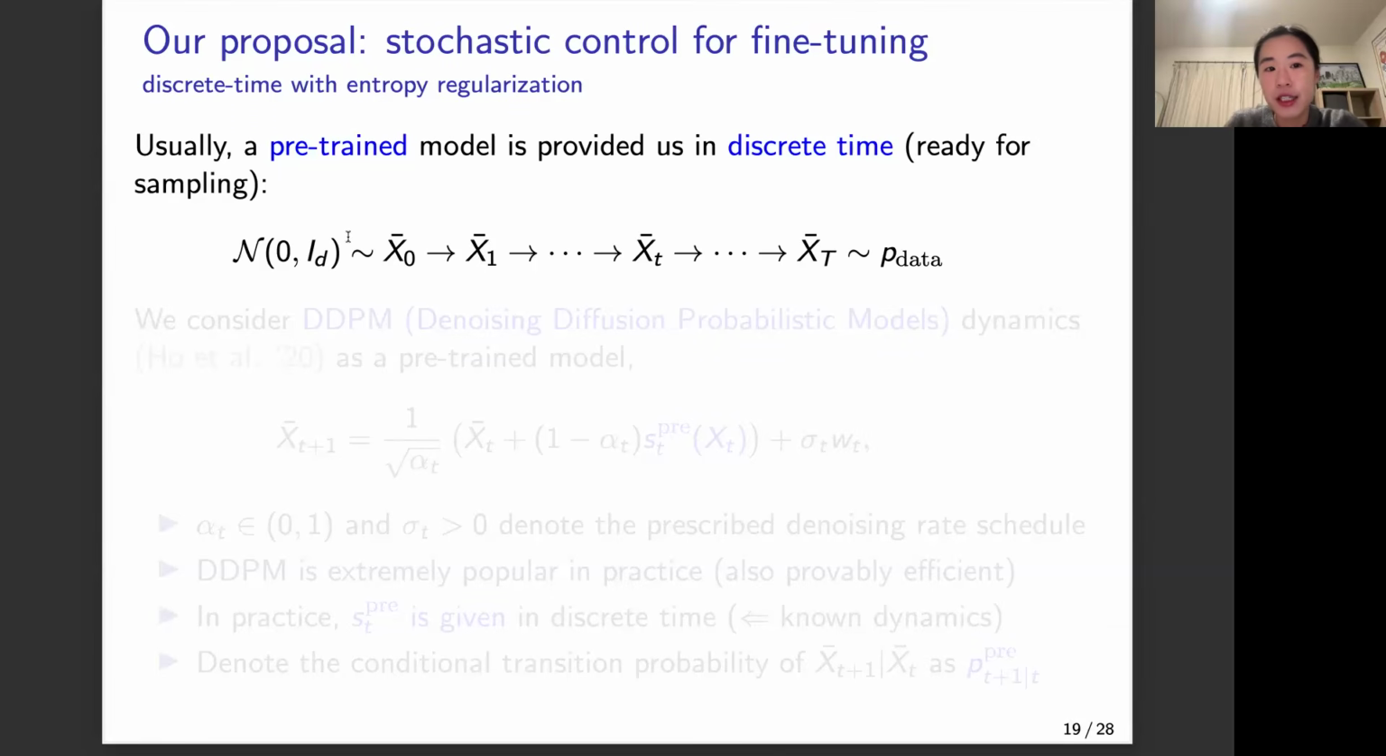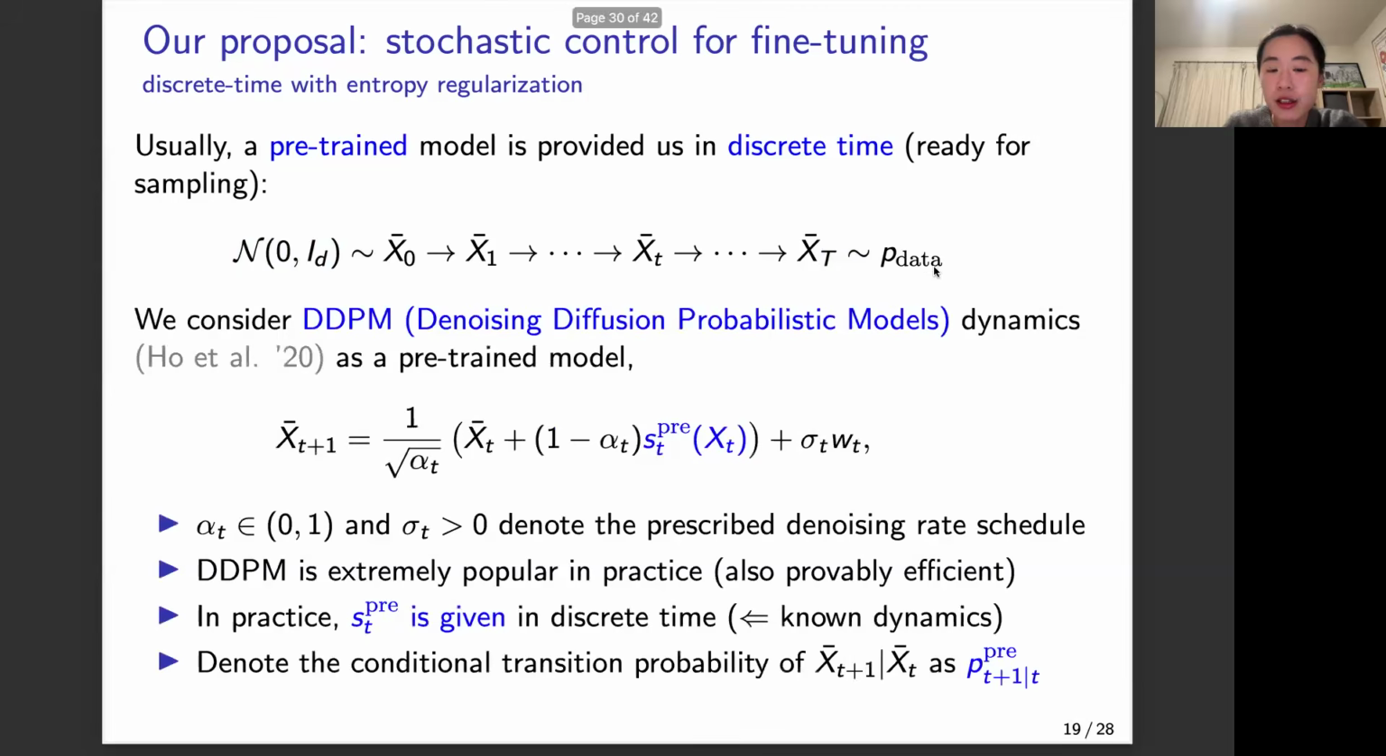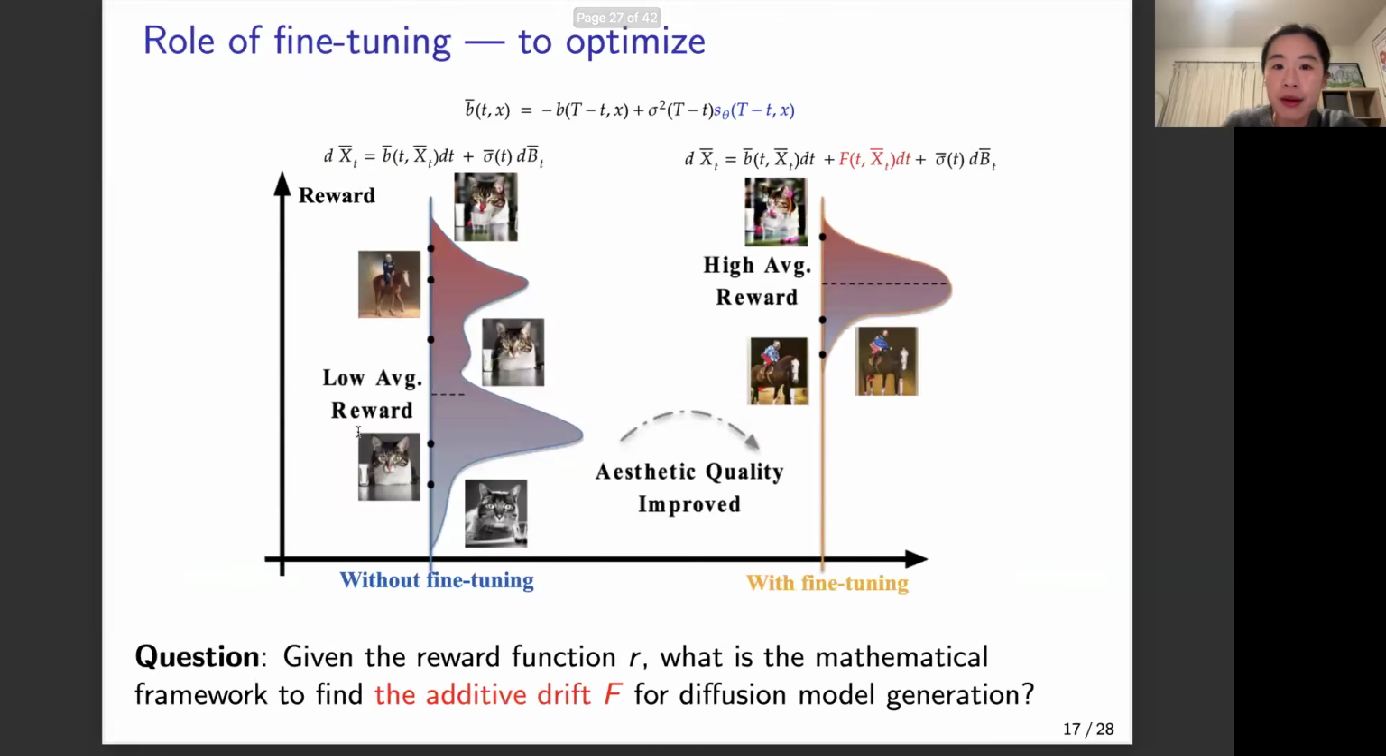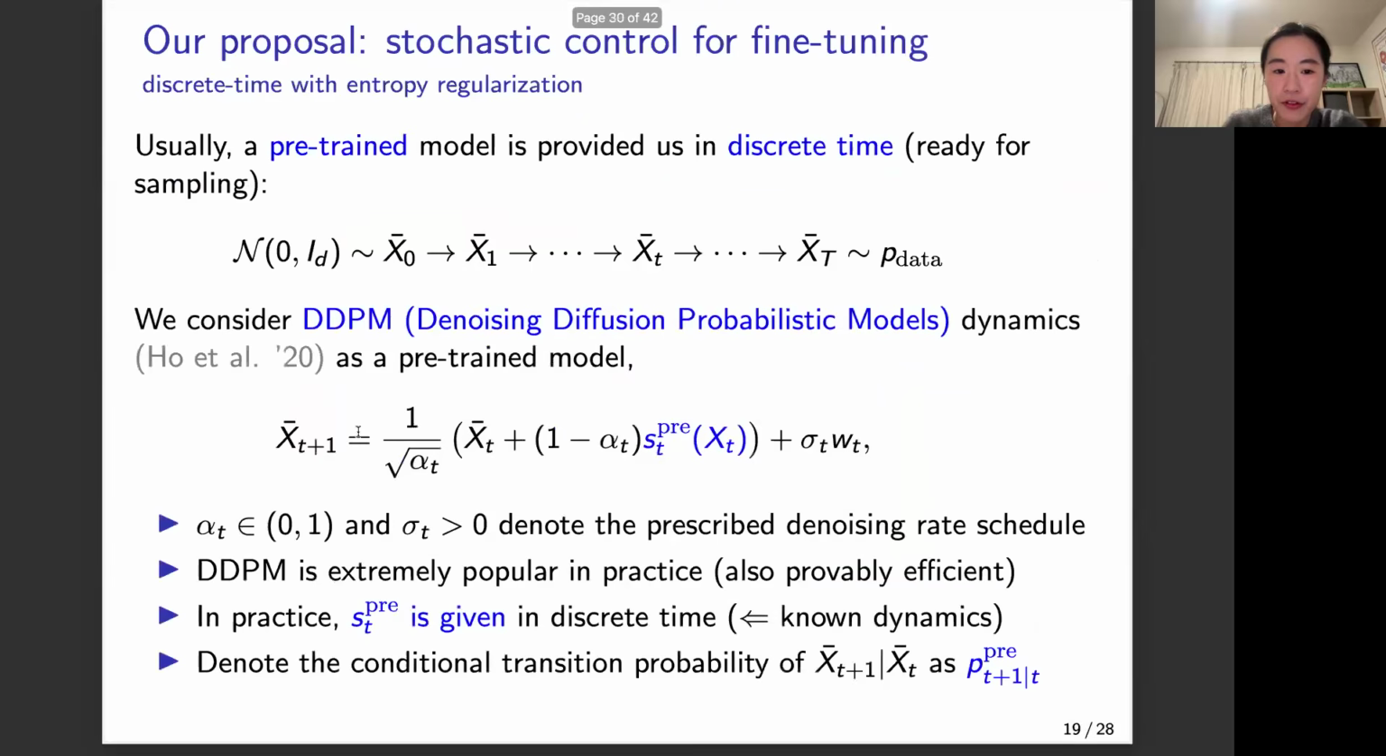So consider that we already have a pre-trained model that can help us go from the noise, which is the initial position of the time reverse SDE, to data, and we consider the denoising diffusion probabilistic models, which is consistent with the Ornstein-Uhlenbeck process we specified for the first part. So this would be the dynamics. We focus on the fine-tuning. We assume that this is already given.